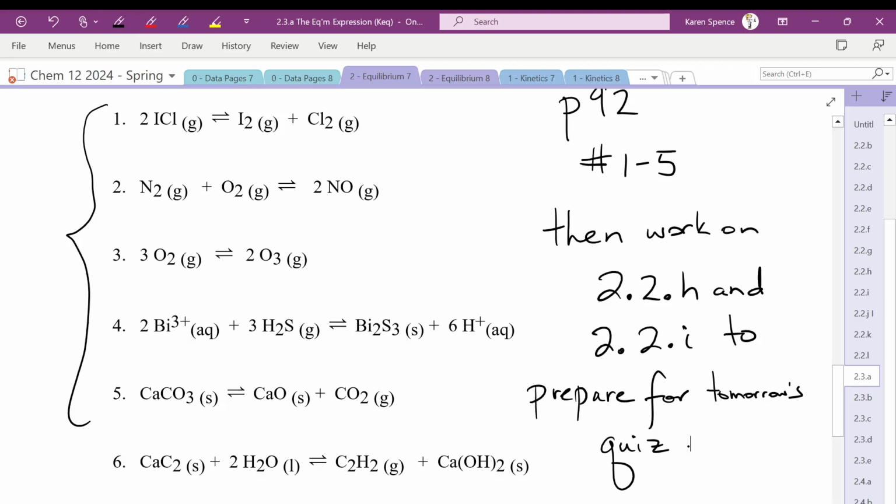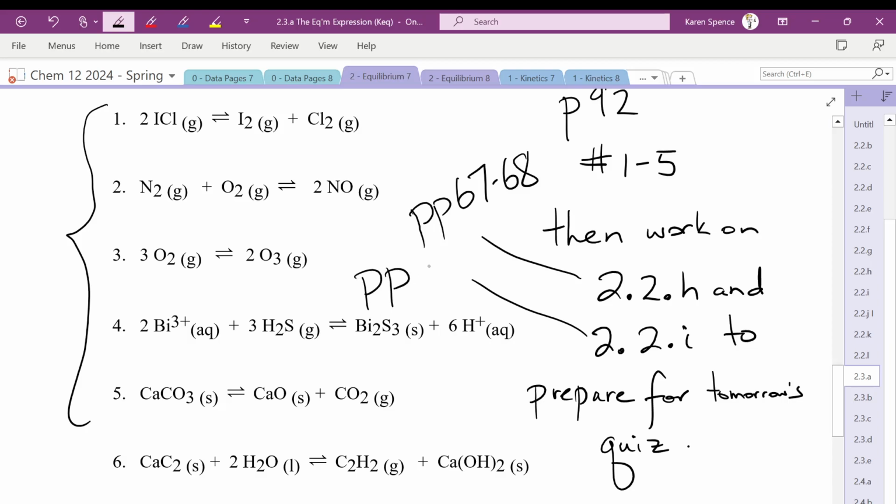Let me find those papers. Just online. So 2.2H and I are pages 67 to 71 all together, okay?